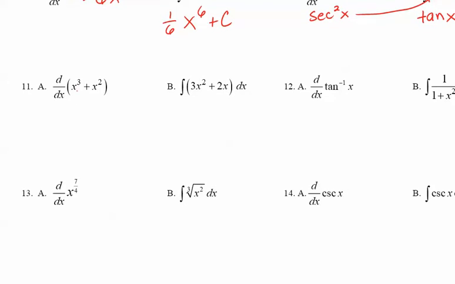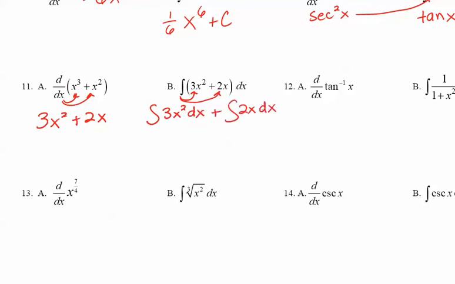In 11, the derivative of a sum is the sum of the derivatives. So we do power rules on each term. So 3x squared plus 2x. So how about integrals? The integral of a sum is the sum of two integrals. We're not going to bother writing this, but to make the point here, could we split this up into two separate integrals?